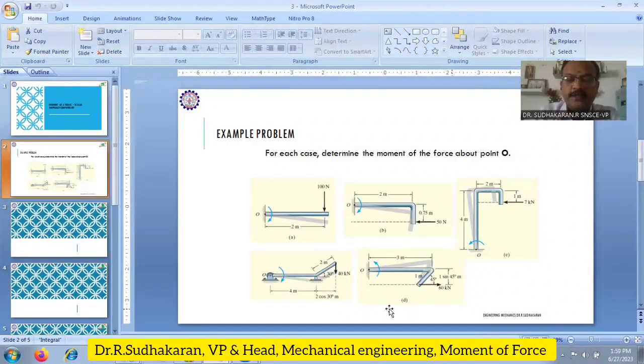In a similar manner for this case D, you can resolve this force into two components: 60 kilonewton along the horizontal direction and 60 kilonewton along the vertical direction. For the horizontal direction, it is going to be 60 sine 45, and this is going to be 60 cos 45. For 60 cos 45 the distance is 1, and for 60 sine 45 it is 3. The sum of these two gives the moment of the force about the point O. In this way, you can determine the moment of the forces applied at various points along the body.